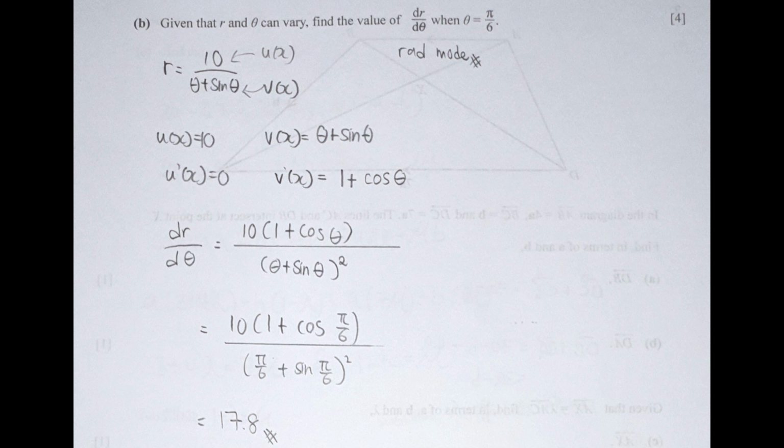Then I use the quotient rule. Through this, I got 10 times bracket 1 plus cosine theta over bracket theta plus sine theta, squared. So I substitute pi over 6 into it and run the calculation. You get your final result as 17.8.